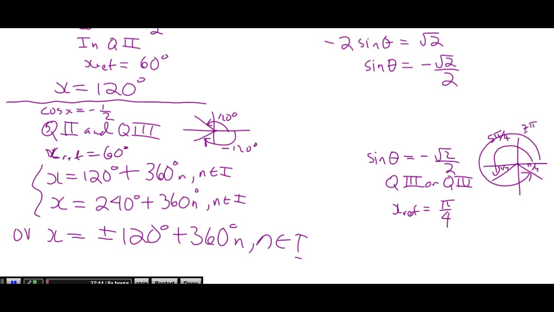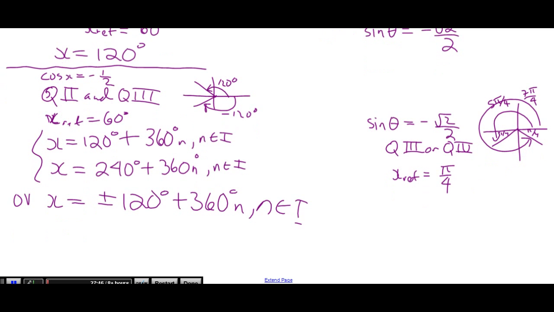And that's 7 pi over 4. Okay, so the obvious solution, the one I don't really have to think too much about, is 5 pi over 4 plus 2n pi. Remember, this is the general solution. We're doing this first, and then we'll come up here and state the restricted solution. So it's 5 pi over 4 and 7 pi over 4 plus 2n pi, where n belongs to the integers.